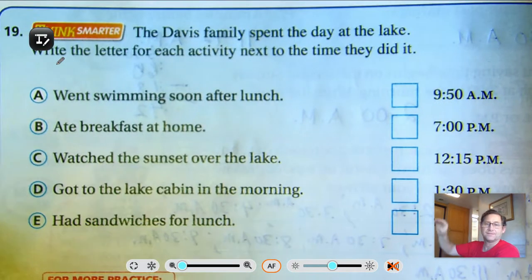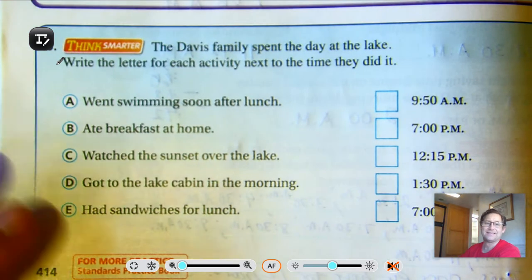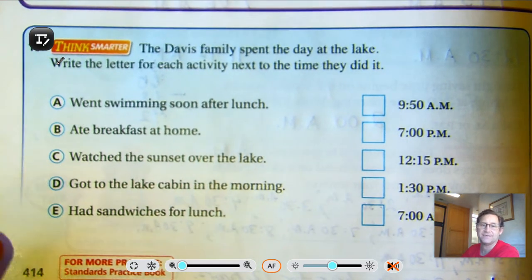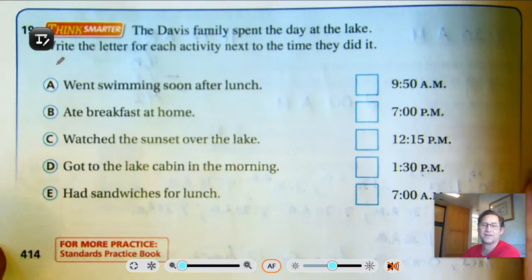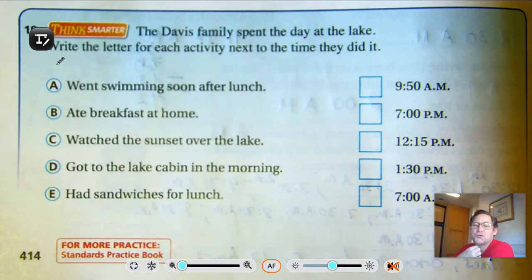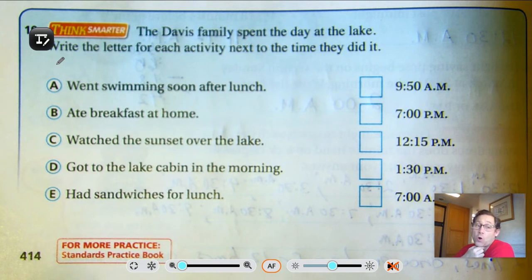All right, number 19. The Davis family spent the day at the lake. Write the letter for each activity next to the time they did it. They went swimming soon after lunch. Okay. They ate breakfast at home. They watched the sunset over the lake. They got to the lake cabin in the morning and had sandwiches for lunch.